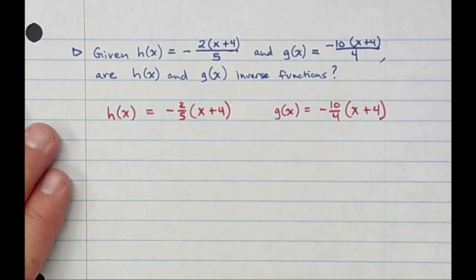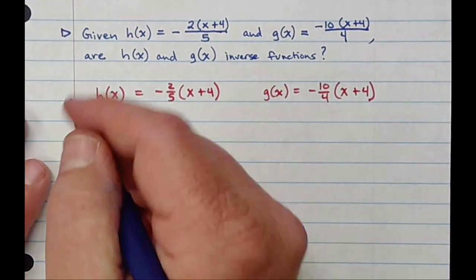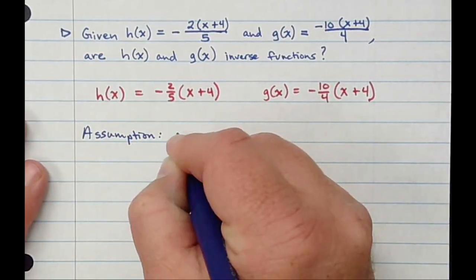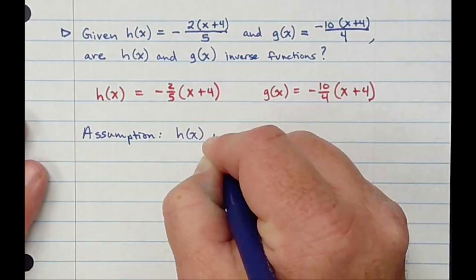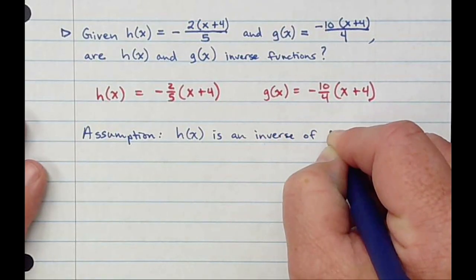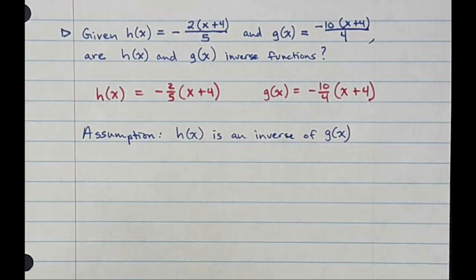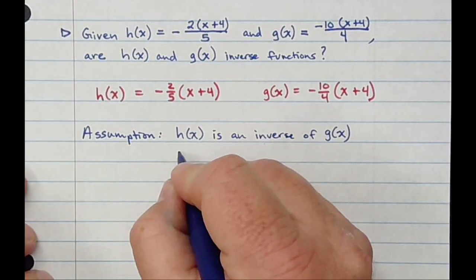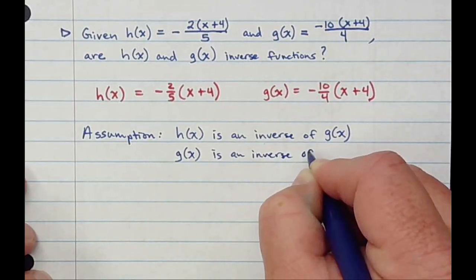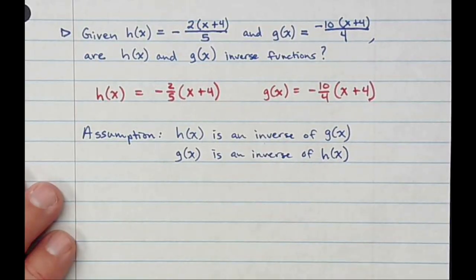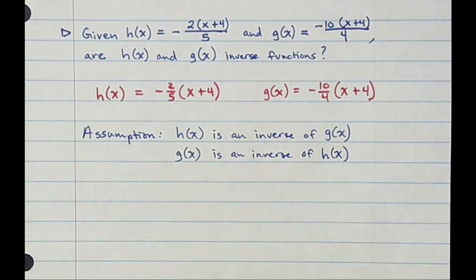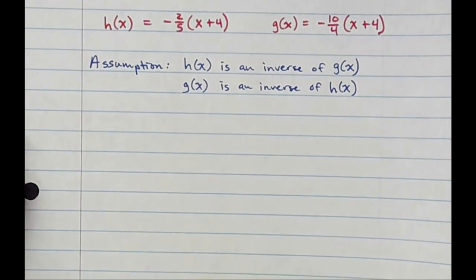Okay, so the assumption is that they are. So this is our assumption, that h of x is an inverse of g of x. And vice versa. We can say that g of x is an inverse of h of x. So if I take one of these functions like g of x and I plug it into h of x, I should get back x as the output if they are inverses.